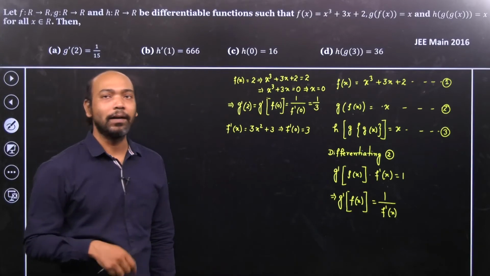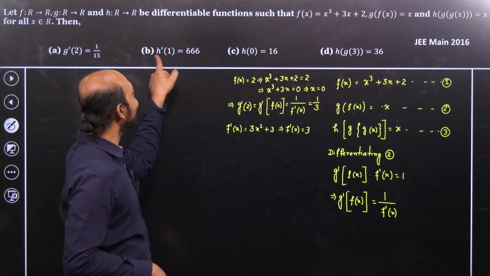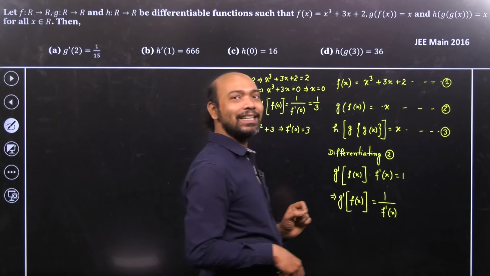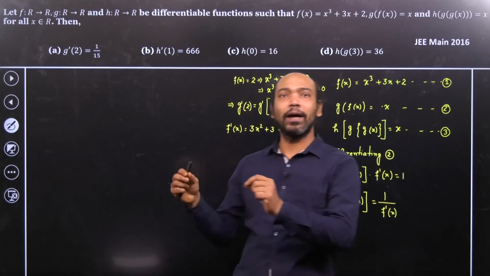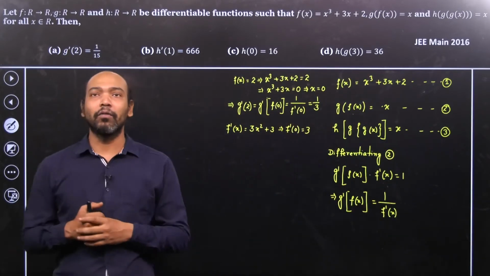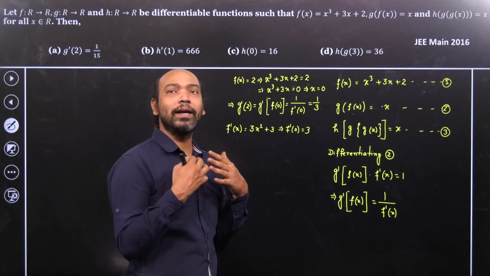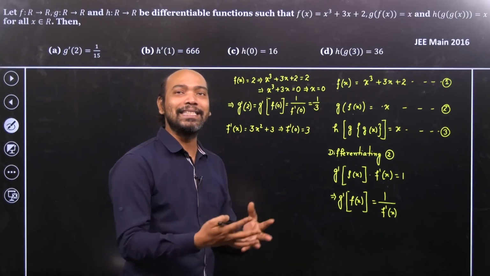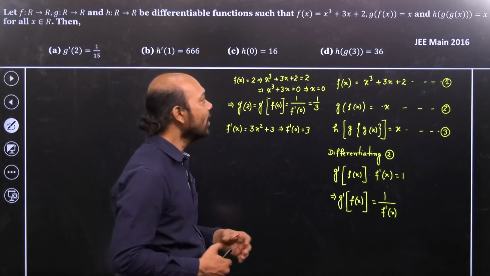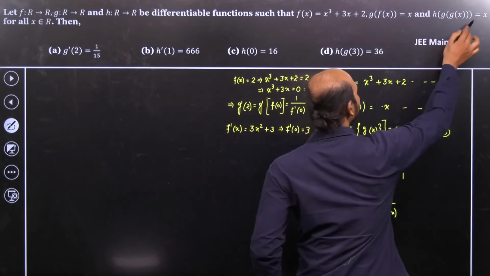Now we come back to the remaining options. We are talking about h dash 1, h 0 and all that stuff. So we will think of how we calculate h(x) or how we calculate h dash x. That's our next concern. That's why we take care of this function again.